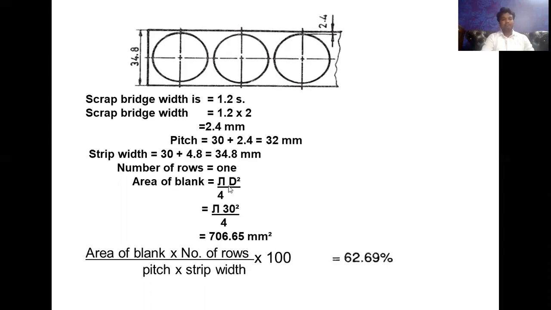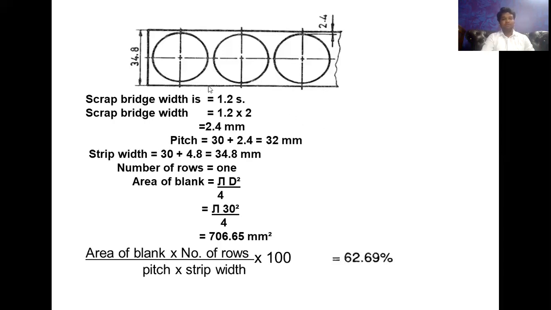Area of the blank is pi d square by 4, which is around 706.65 mm square. Now if we substitute the area of blank 706.65, number of rows 1, pitch 32.4, strip width 34.8, into 100, it is 62.69 percent. Whatever the economy factor, if it is more than 60%, it is acceptable.